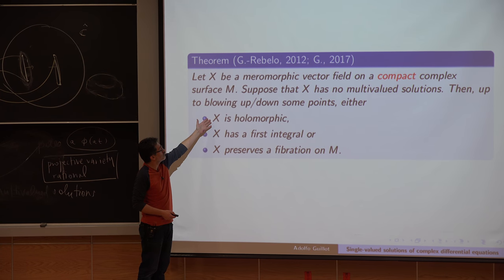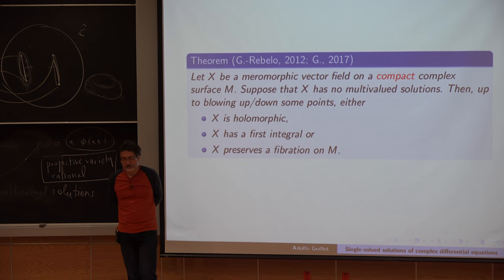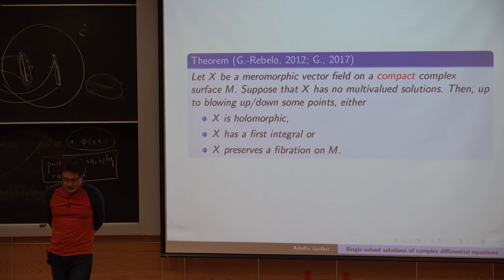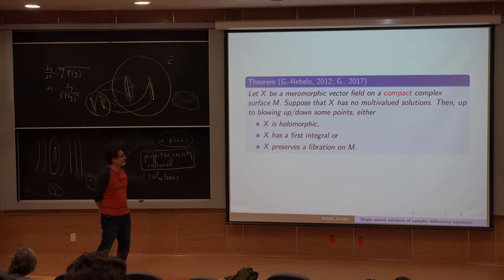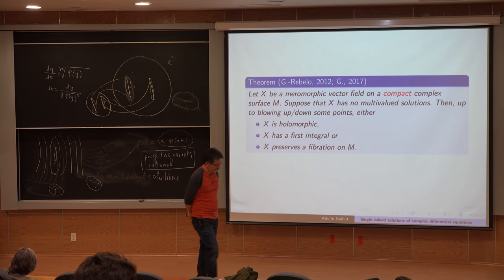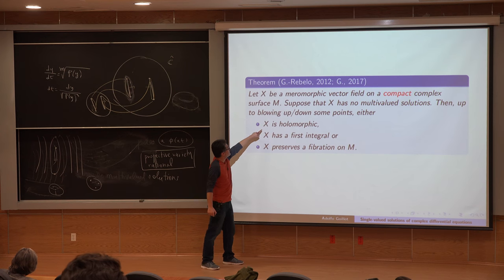Or if we are able to make this curve of poles disappear, we find a holomorphic vector field. Okay, so this is one possibility that we may give more detail to it.